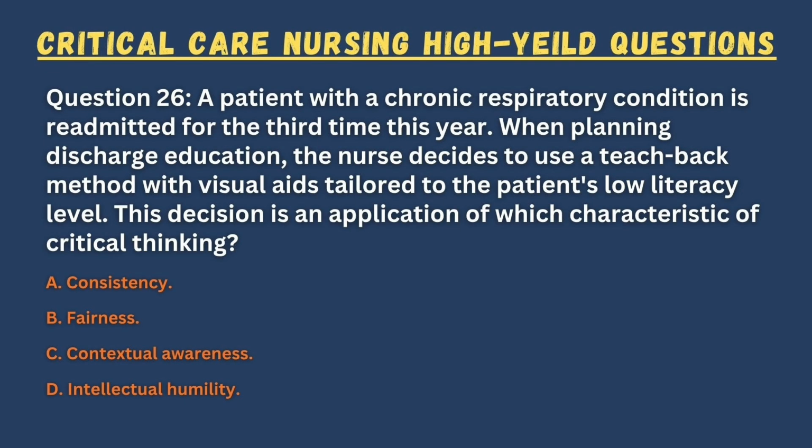Question 26. A patient with a chronic respiratory condition is readmitted for the third time this year. When planning discharge education, the nurse decides to use a teach-back method with visual aids tailored to the patient's low literacy level. This decision is an application of which characteristic of critical thinking? A. Consistency. B. Fairness. C. Contextual awareness. D. Intellectual humility.